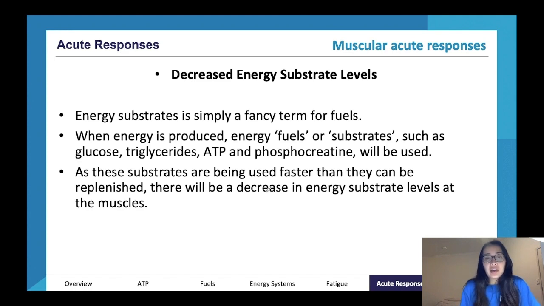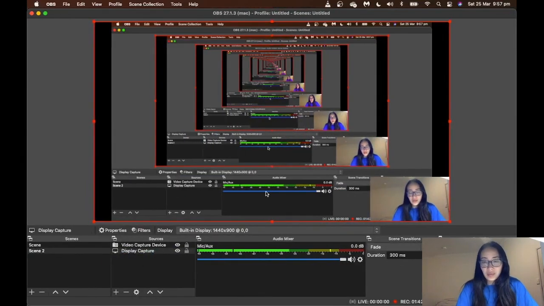We've got decreased energy substrate levels. So what are energy substrates? It's pretty much just a fancy term for fuels. How much time we got left? Okay, 15 minutes. We're fine.